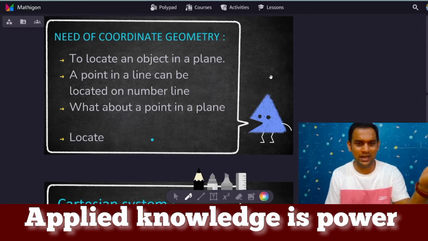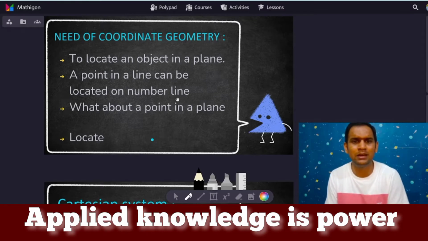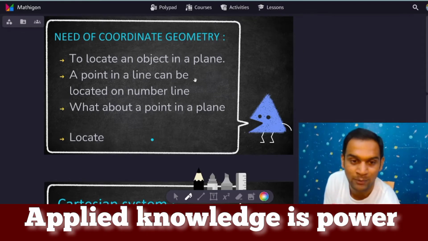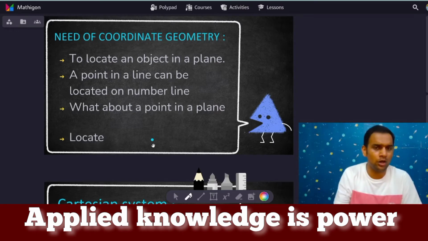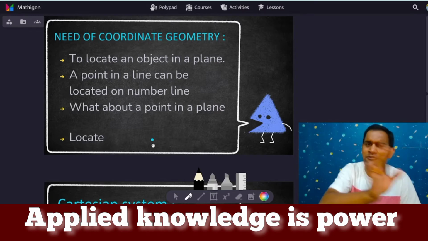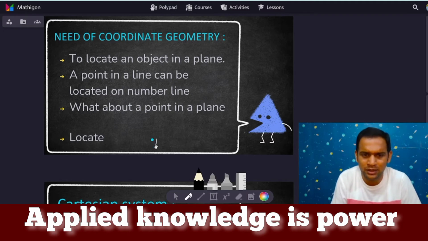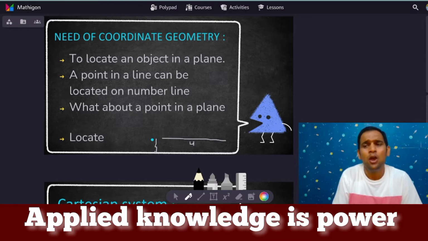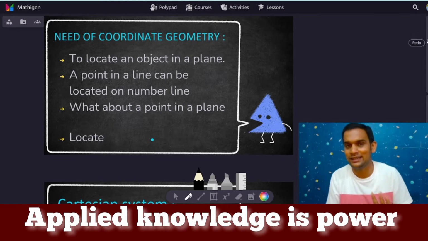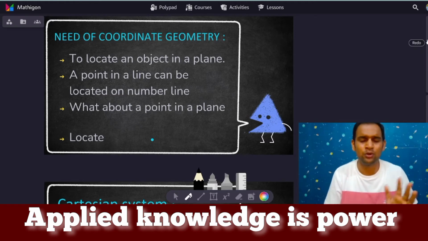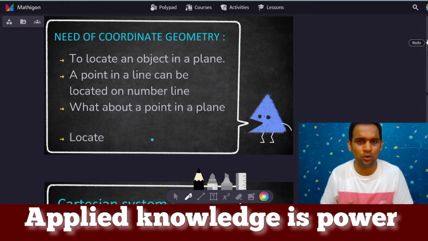If I ask you, where is this point located? Sometimes you might say it's almost in the middle of my screen, or in this white boundary it is somewhere towards the bottom end, or from the left this much distance, from up 1 unit distance, from this side 4 units distance. Whatever you do, you will try to locate this point.